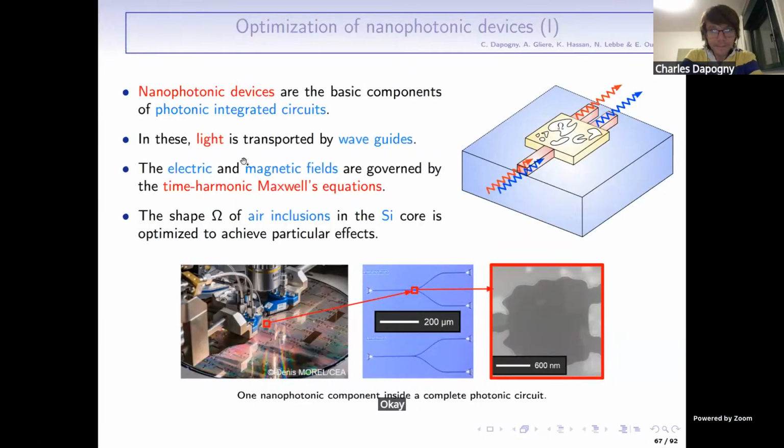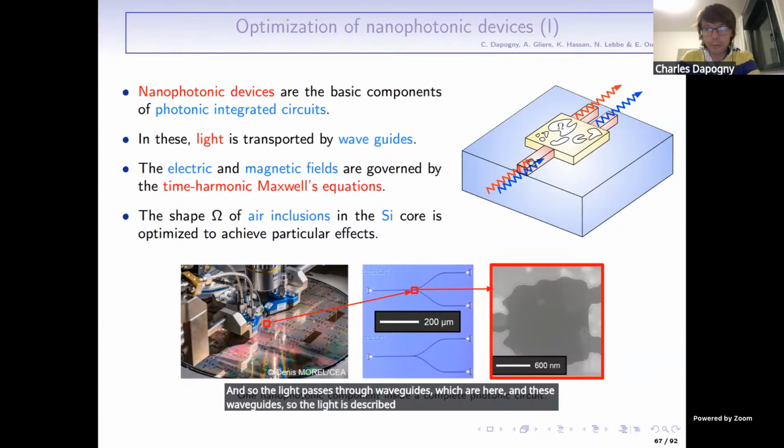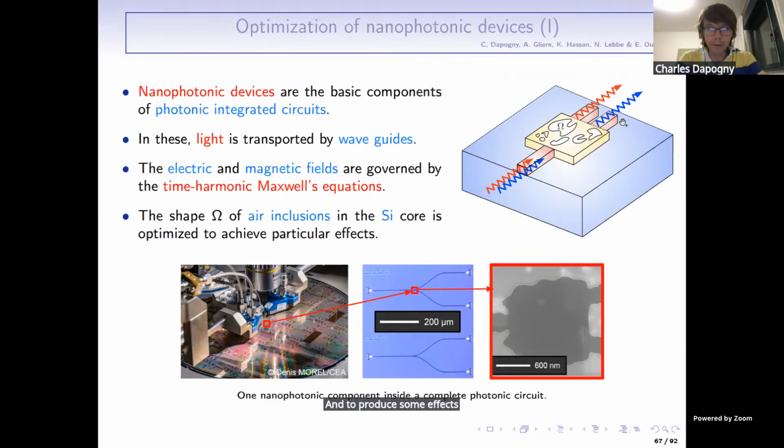And so the light passes through waveguides, which are here, and this waveguide. So the light is described by electric and magnetic fields that are the solution to the time harmonic Maxwell equations. And so inside between these waveguides, we put small nanophotonic components to act on the light, on the input wave, and to produce some effects as regards the output waves.